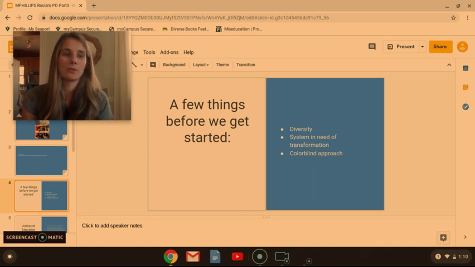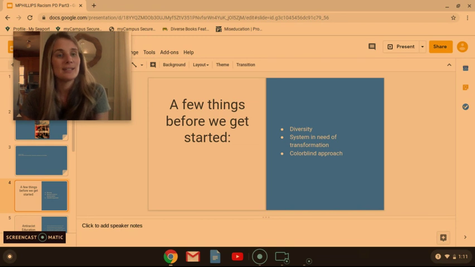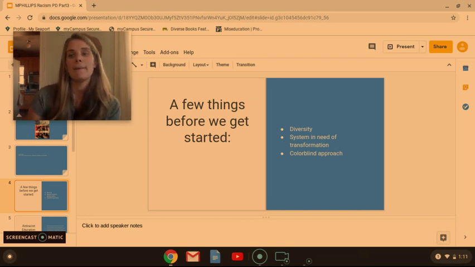So as we know from our professional development, the first and second PowerPoints, this is a system in need of transformation. Our school systems are in need, and we know that our society is in need too, but it's really going to start within our school systems.